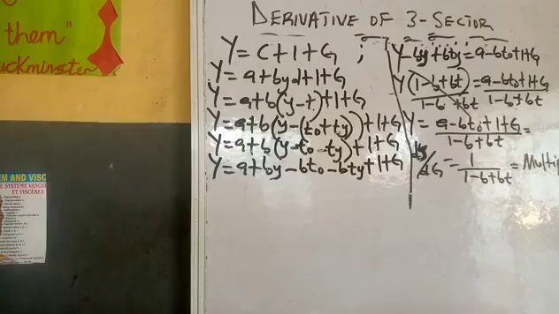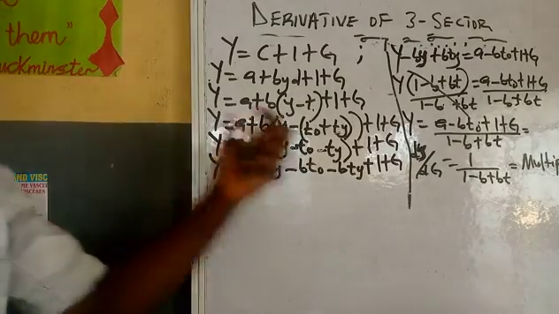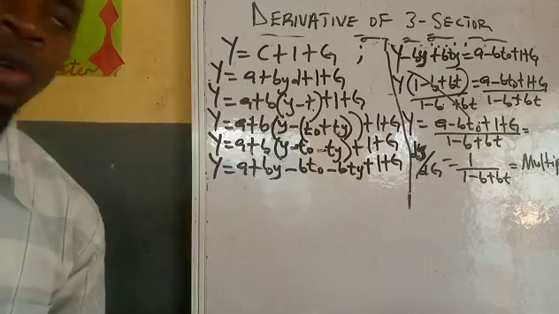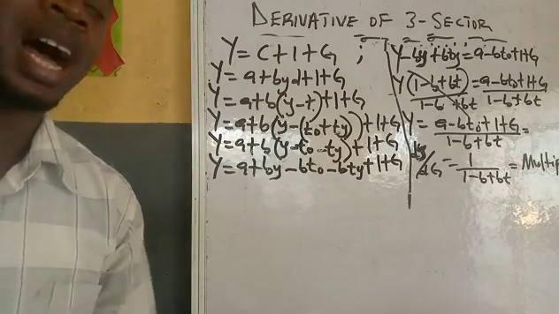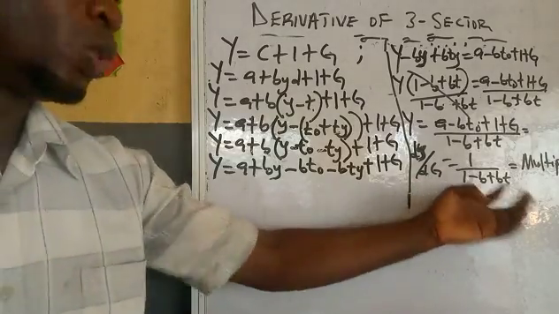This is what I'm going to use to find out. So in a question where you have to derive the multiplier of the 3-sector model, when tax has a function or when tax is dependent on income, this is what you are going to derive.